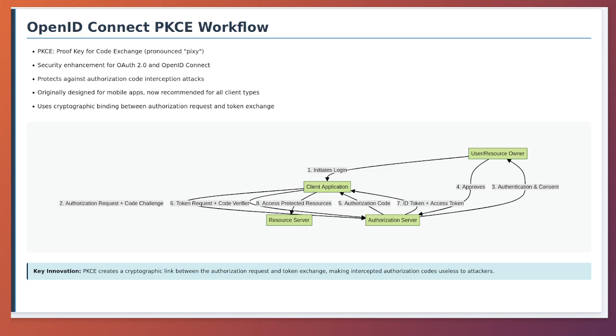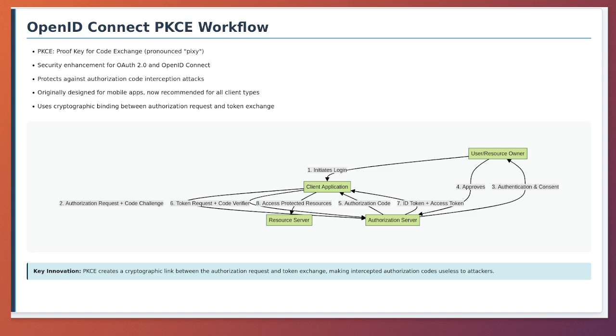The fundamental problem that PKCE solves is the authorization code interception attack. In the traditional OAuth 2.0 authorization code flow, there was a vulnerability window where an attacker could intercept the authorization code as it is being returned to the application. This was particularly problematic for mobile applications and single-page applications that could not securely store client secrets. PKCE eliminates this vulnerability by creating a cryptographic link between the authorization request and the token request, making it impossible for an attacker to use an intercepted code.